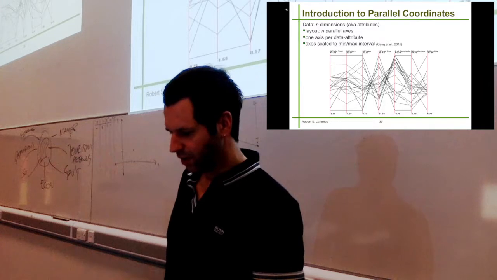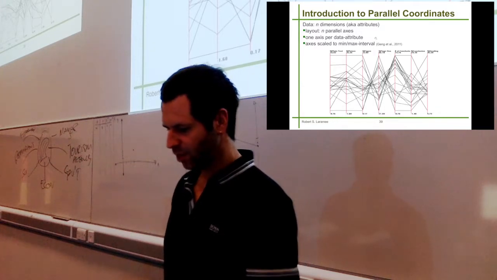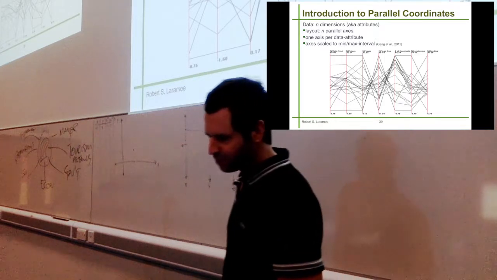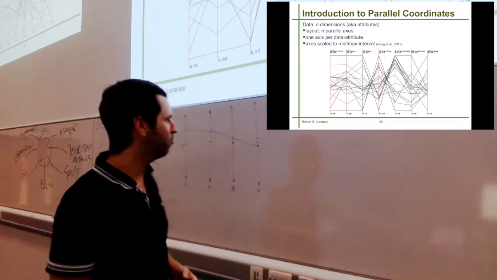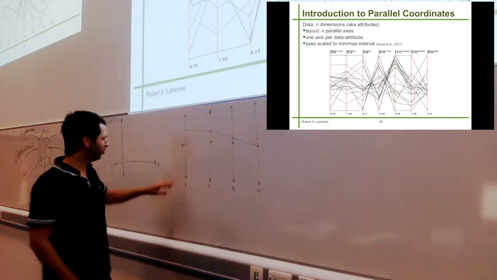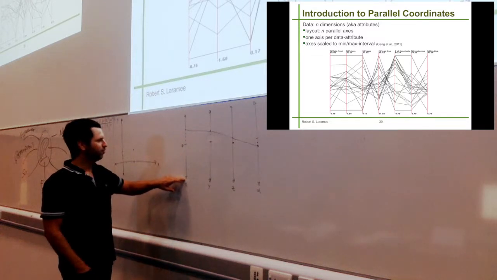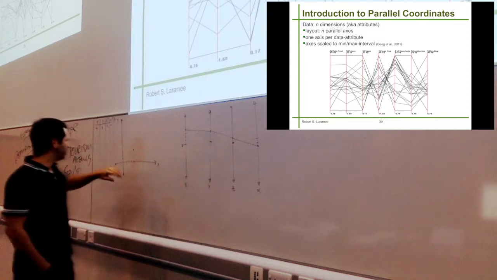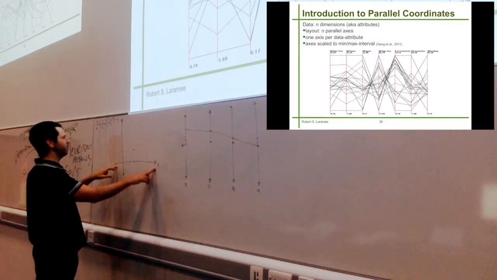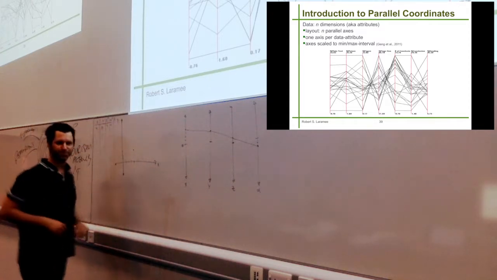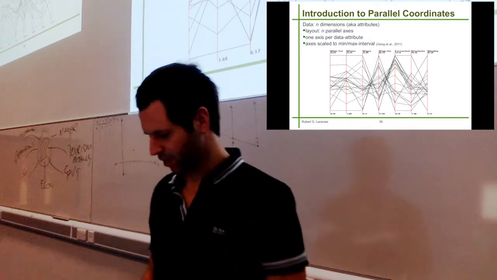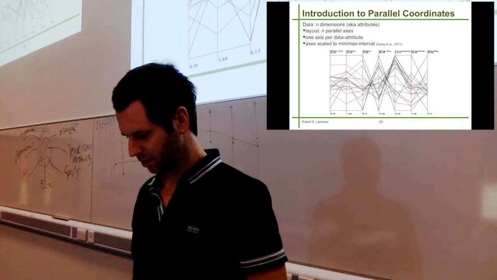So the layout is n parallel axes, 1 axis per data attribute or dimension. And the axes have a minimum and maximum value, from the minimum to the maximum typically, just like Cartesian. So very simple conceptually, really.